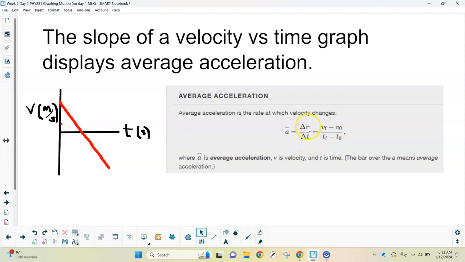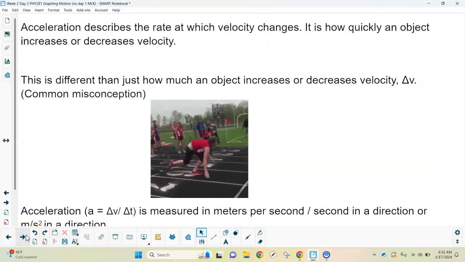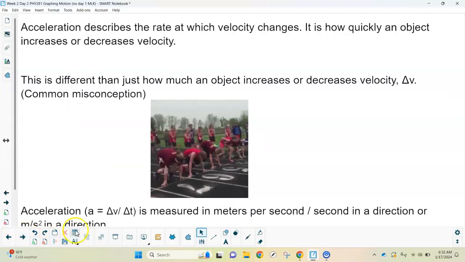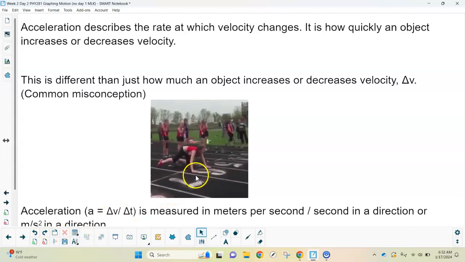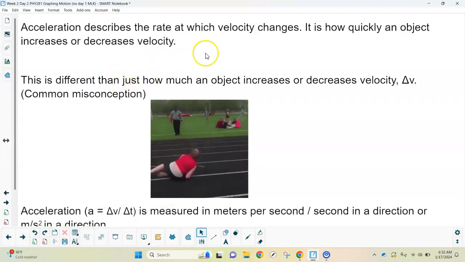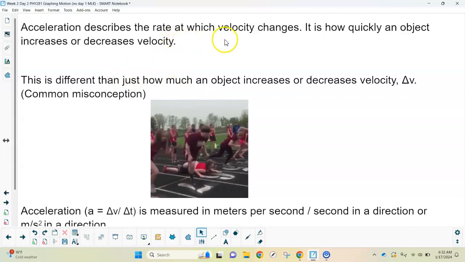So it's a combination of not only the change in velocity, or the amount you change your velocity, either increasing, decreasing, or changing direction, divided by the time. To give you an idea of an example of this, acceleration, again, it's a rate, so time is included.